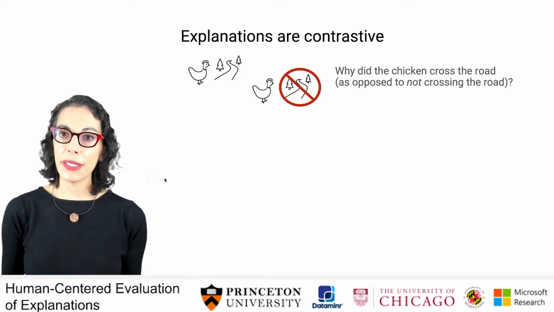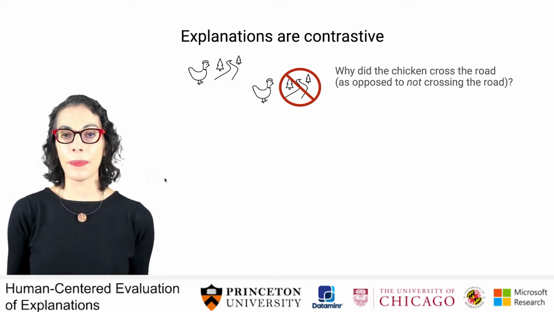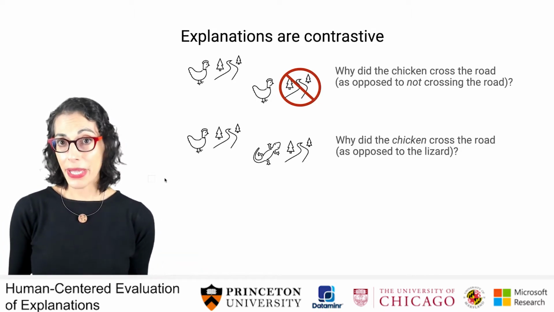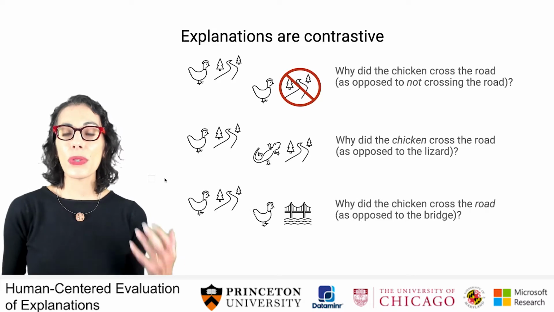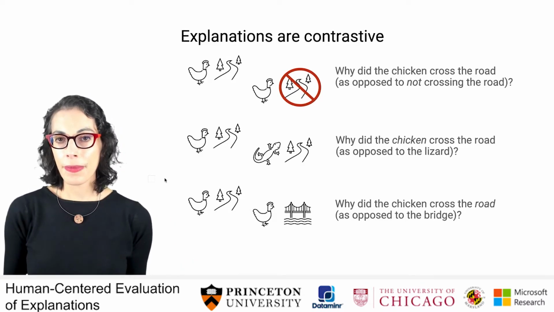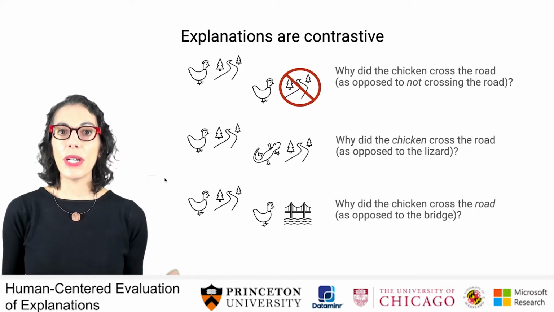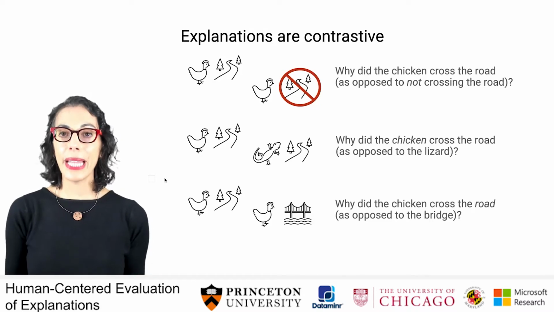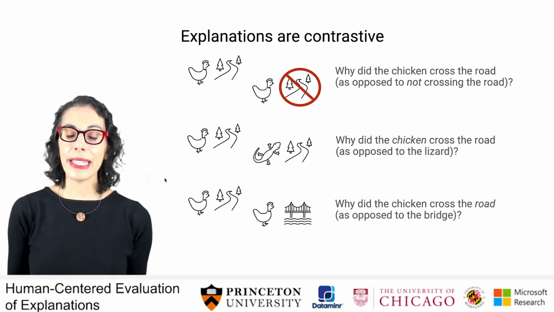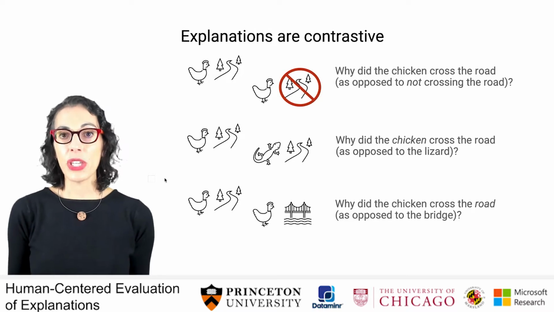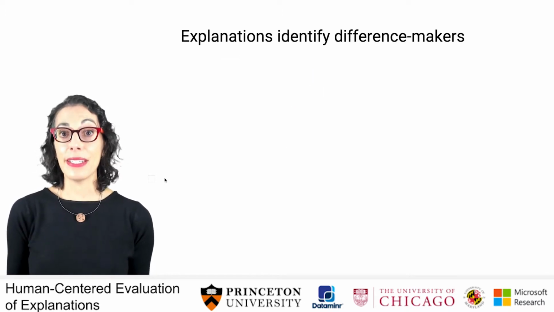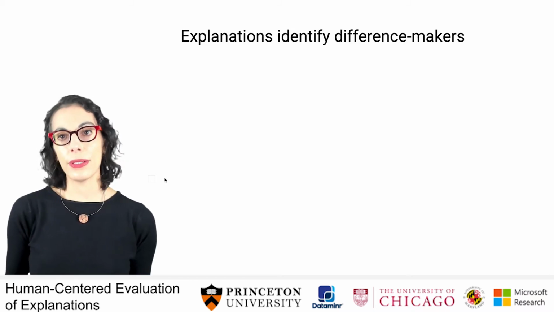But the same question could be asked with any number of other contrasts. For example, I could ask, why did the chicken cross the road, as opposed to the lizard? Or why did the chicken cross the road rather than crossing the bridge? Each of these explanation requests involves a different contrast, and so a different explanation is likely to be appropriate. Part of the complexity of human explanation comes from the fact that these contrasts are often implicit, with humans inferring the missing parts of an explanation request from background knowledge and context. Let's turn to the idea that explanations identify difference makers. Consider again our original contrast.